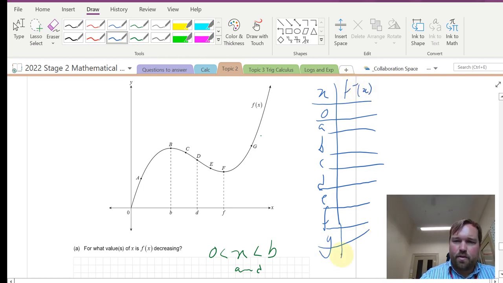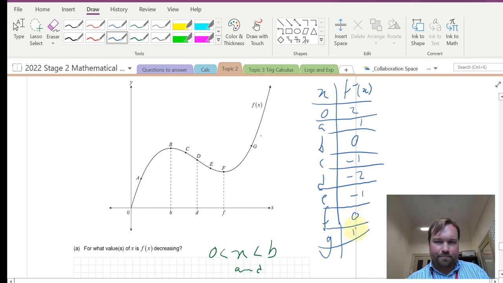So at 0, the slope is pretty positive. It's going to be like plus 2. At A, it is plus 1. B is 0. C is minus 1. D is minus 2. E is minus 1. Back to 0 at F. And G is back to 1.